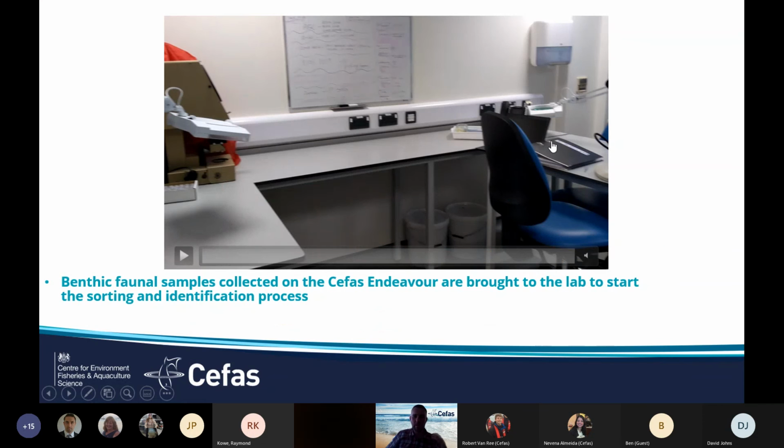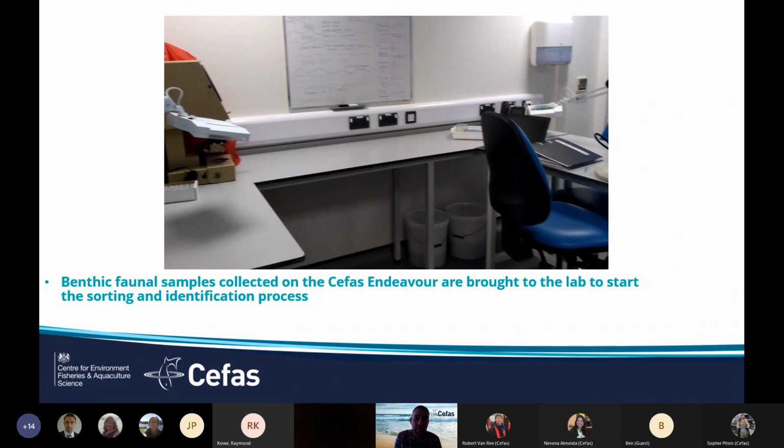Right, so yes, we the Benthic Lab, we look at the macrofauna. It's anything on the seabed greater than 1 millimetre usually. If it's estuarine, we do go down to 0.5 mil. Anything less than that we consider to be meiofauna. So our samples tend to come in collected at sea using grabs, either on the Cefas Endeavour or off other vessels of opportunity, so we can get samples of multiple sizes.